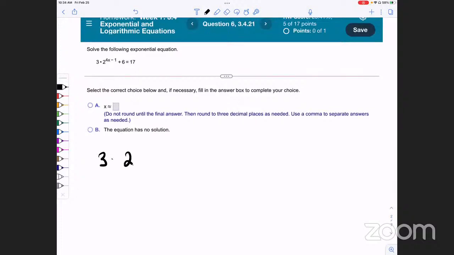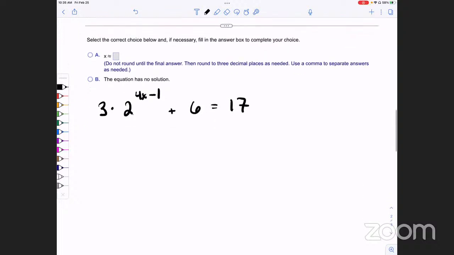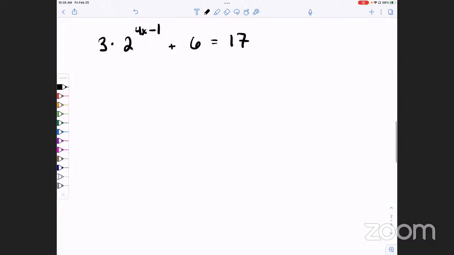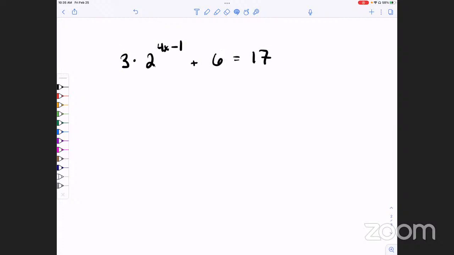So let's get a copy. B times 2 to the power of 4x minus 1, plus 6, equals 17. Now if we're solving for x, we're going to move things away from x. We're going to move terms away from the x, working our way from the outside to the inside. The first thing we're going to do is work on the left and right side of the equal sign.